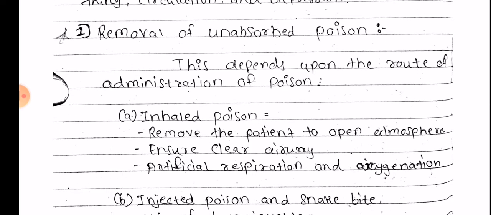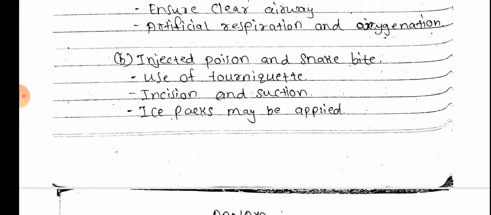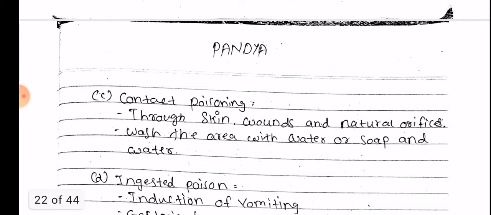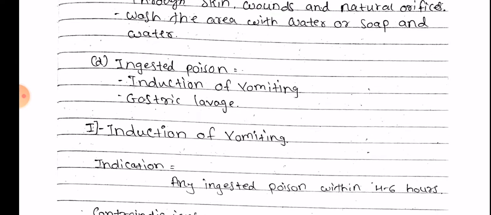Removal of unabsorbed poison. This depends upon the route of administration of poison. Inhaled poison: remove the patient to open atmosphere, ensure clear airway, artificial respiration and oxygenation. Injected poisons and snake bite: use of tourniquet, incision and suction. Ice packs may be applied. Contact poisoning: through skin, wounds and natural orifices, wash the area with water or soap and water. Ingested poisons: induction of vomiting, gastric lavage.